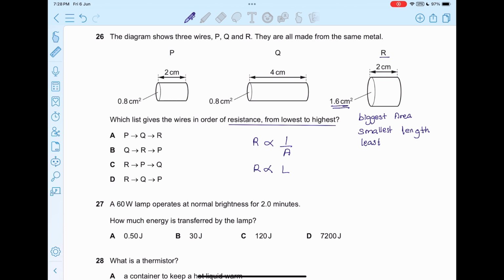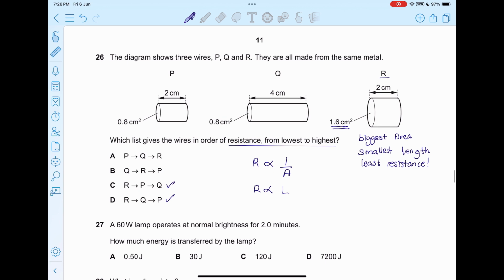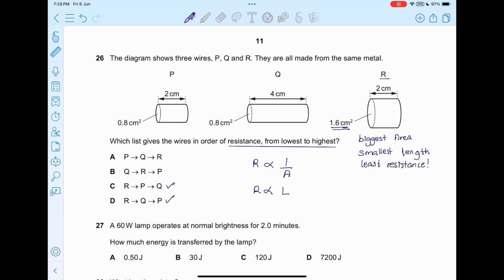R has the biggest area, so it should have the lowest resistance. It's also short, so R should be the first since they said lowest to highest. The choice is between C and D. And between P and Q, Q has the longer length, so Q should have the higher resistance. So the answer is C.